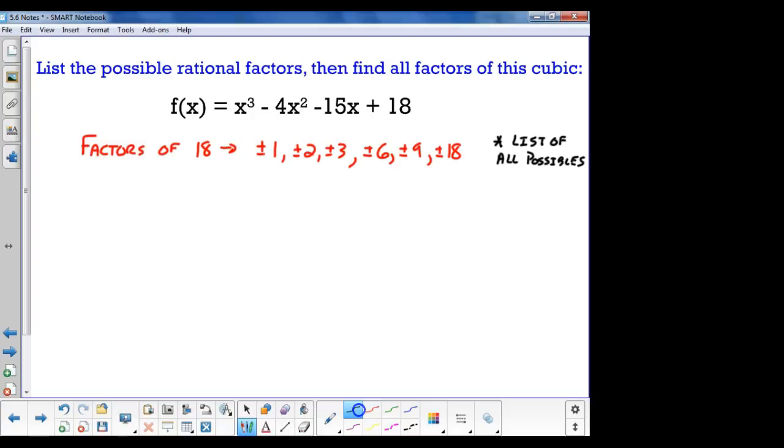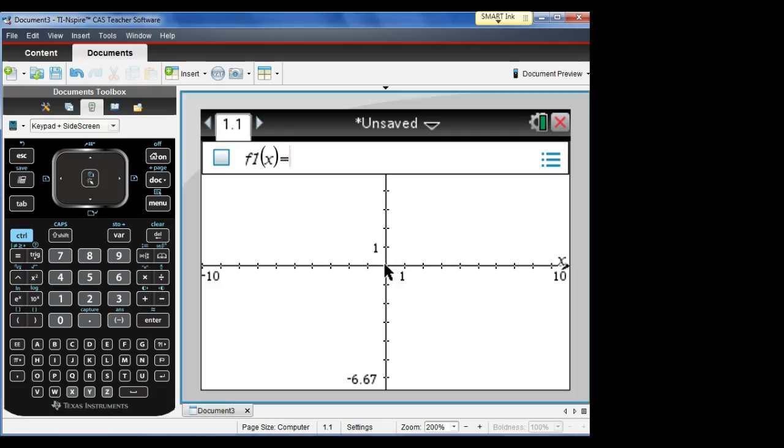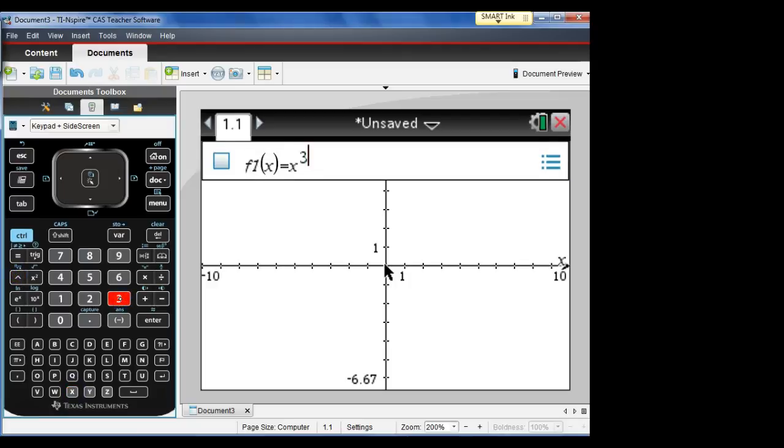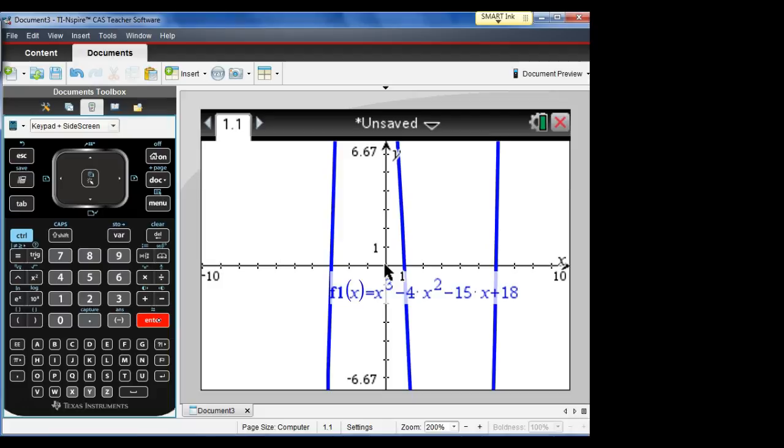Well, one thing that we can use, because we have the technology, is a graphing calculator. And we can type in our function. Our function was x cubed minus 4x squared minus 15x plus 18. Oops, that's plus 18, not 118. Make sure I got it right. Hit enter, boom, there's my function.